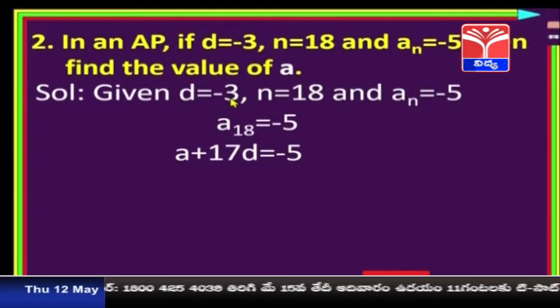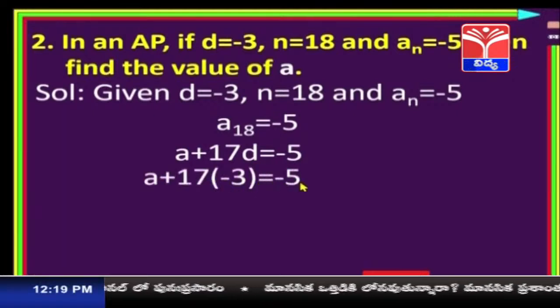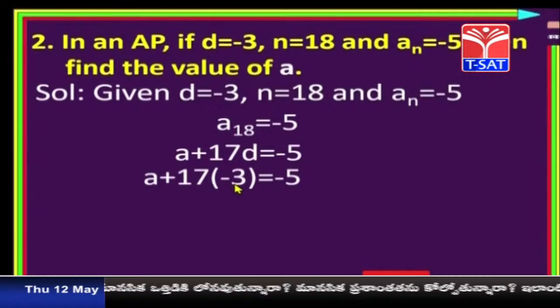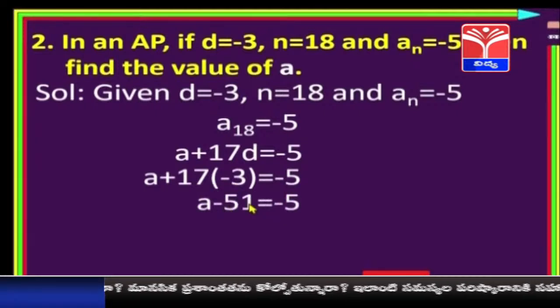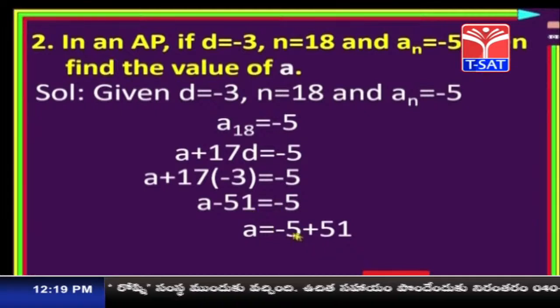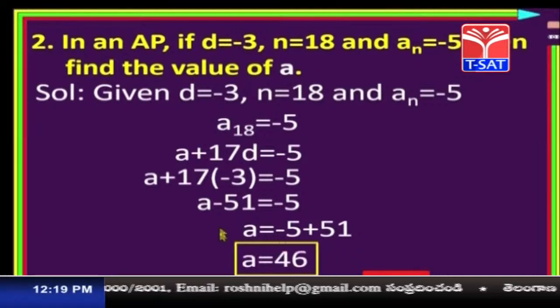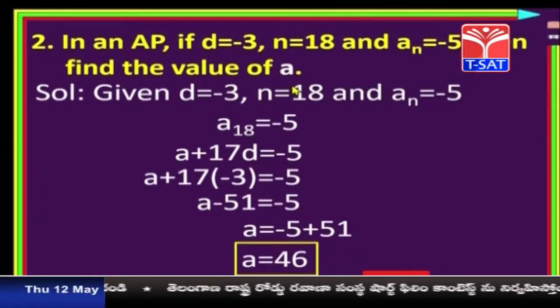Here we have the d value, substitute it in this equation, then we will get a plus 17 into minus 3 which is equal to minus 5. What is 17 into minus 3? Minus 51. So, a minus 51 is equal to minus 5. Bring minus 51 to the right hand side, we will get a is equal to minus 5 plus 51. So, 51 minus 5 is 46. Therefore, the value of a is 46. So, by using the nth term formula we can find the value of a.